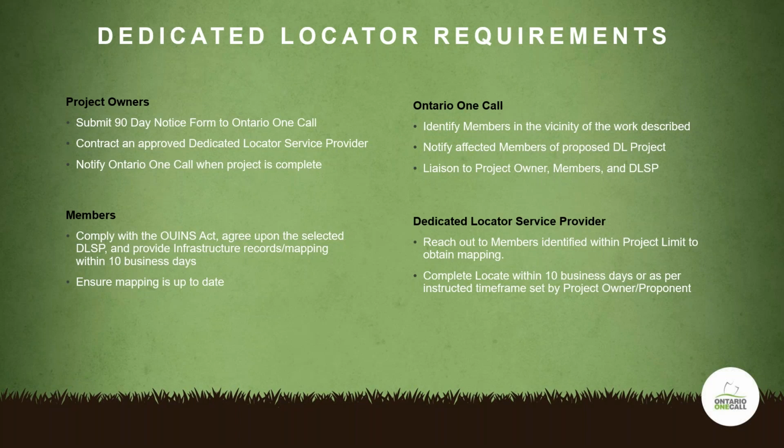Now, as members, your requirements are to comply with the ONUS Act, agree upon the selected DLSP, and provide infrastructure records mapping within 10 business days. Ensure mapping is up to date. Obviously, that's one thing that we have to ensure. You have to look at it as providing your mapping to a third-party service provider to safely locate your infrastructure. So that's something that we, as members, can get ahead of and ensure that our mapping is up to date, with updates possible, and provide access to a third-party service provider, in this case the dedicated locate service provider.